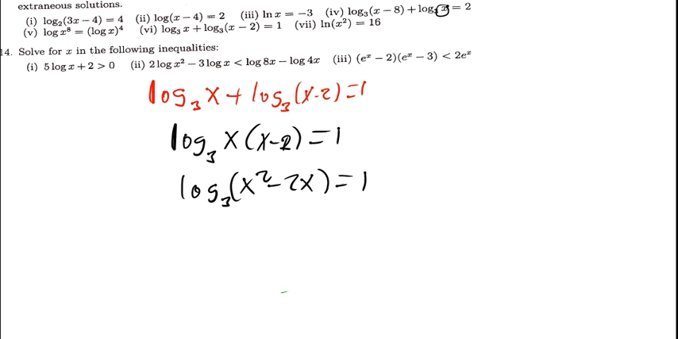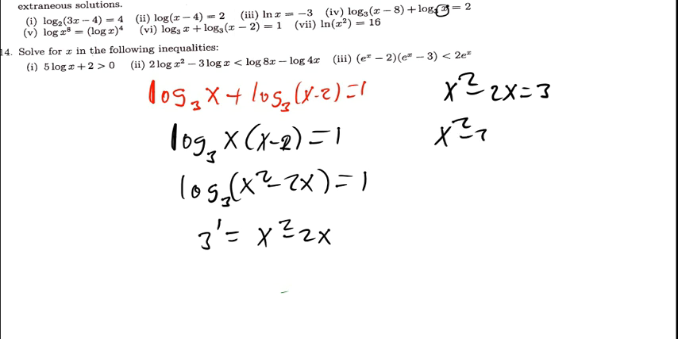So now we convert this to exponential. It is 3 raised to the power 1 is equal to x squared minus 2x, meaning I have x squared minus 2x is equal to 3. Now this is a quadratic equation. Shift 3 to the other side. X squared minus 2x minus 3 is equal to 0.